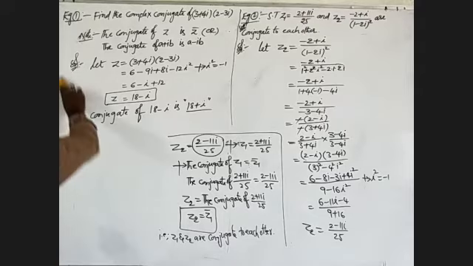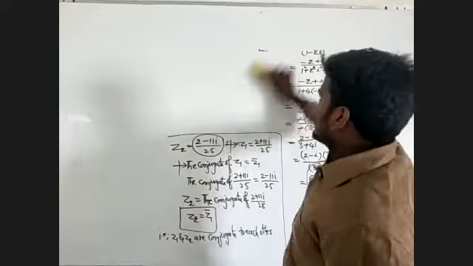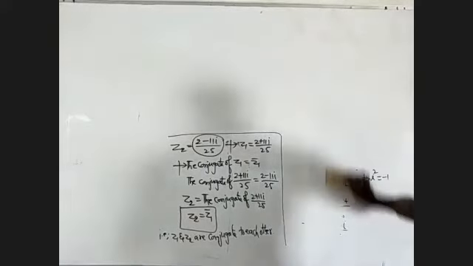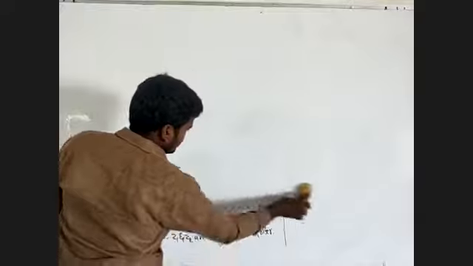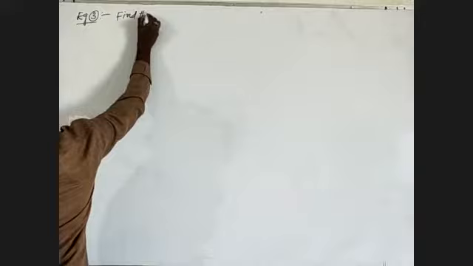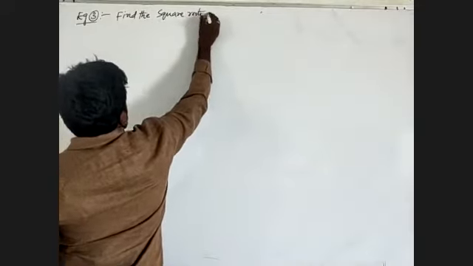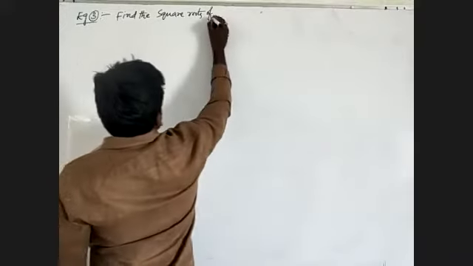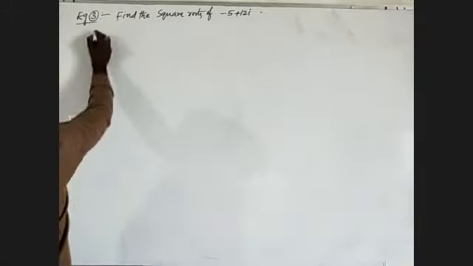Now I am going to the next one. Find the square roots of minus 5 plus 12i. This is an example problem in exercise 1B.